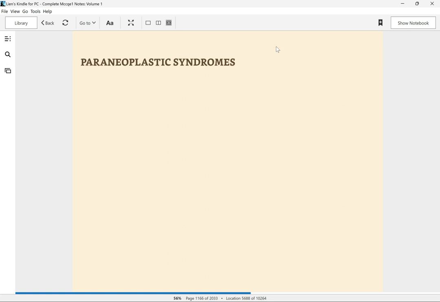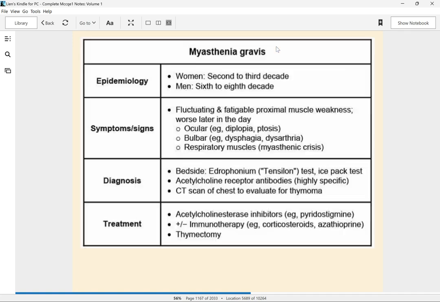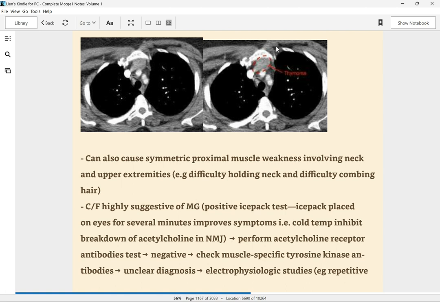Paraneoplastic syndromes: symmetric, reflexes preserved. Myasthenia gravis can also cause symmetric proximal muscle weakness involving the neck and upper extremities, e.g., difficulty holding the neck up and difficulty combing hair. Clinical features are highly suggestive of MG. Positive ice pack test: an ice pack placed on the eyes for several minutes improves symptoms, i.e., cold temperature inhibits breakdown of acetylcholine in the NMJ.